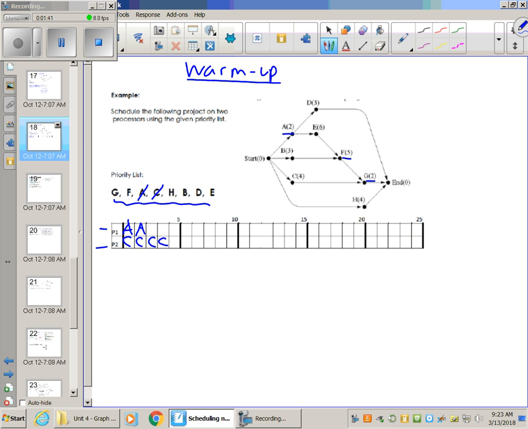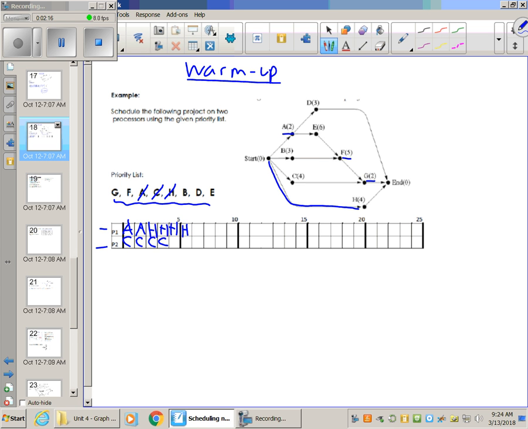So, again, starting at the list, we look at G. Well, G is not ready yet. F's still not ready because it has E and B as prerequisites. Looking at H, though, H is ready because start is pointing at H. So, since it's ready and has no prerequisites, let's put it on our list. Let's keep it as far left as possible. How about we give it to processor 1, or H's in this case, because it has a processing time of 4. Now, H is out.